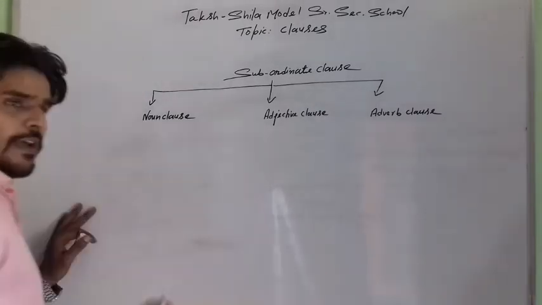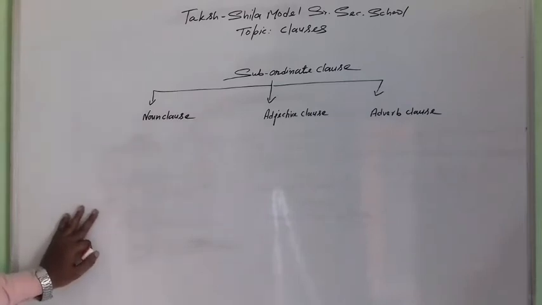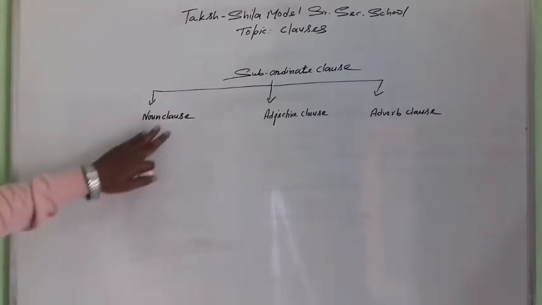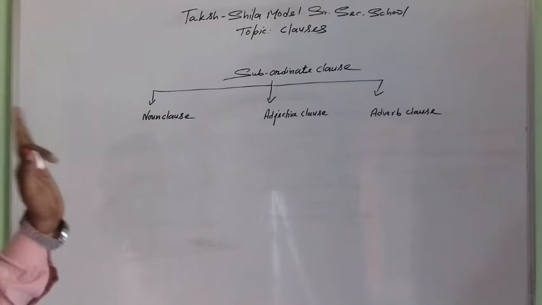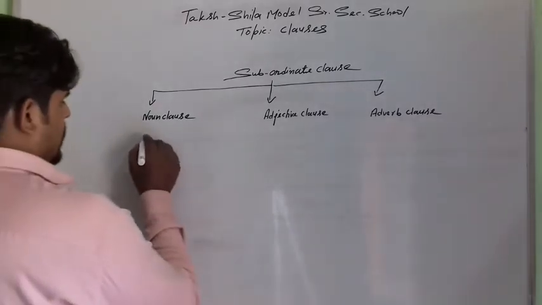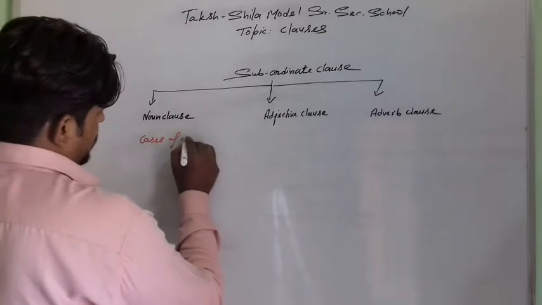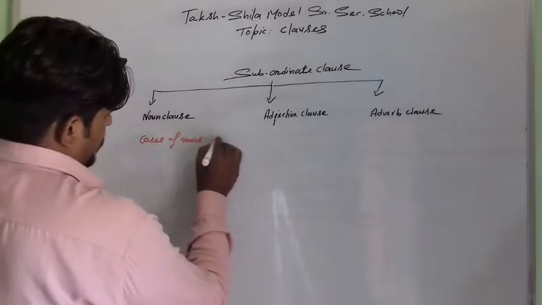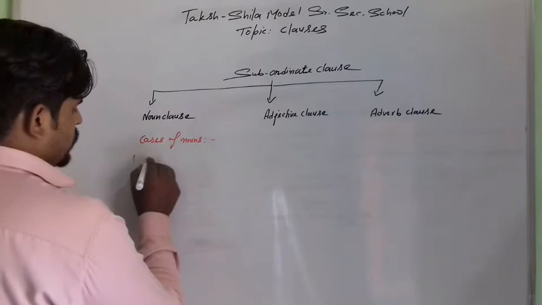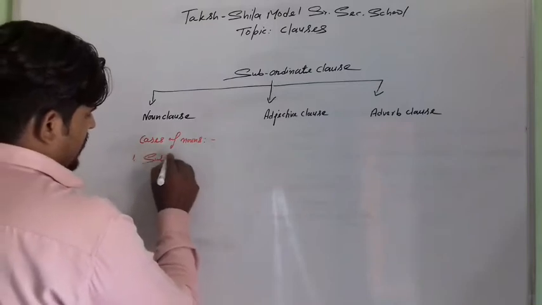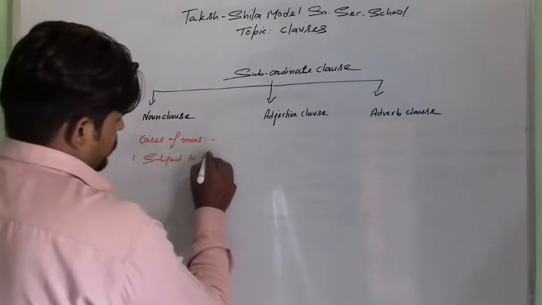So एक noun क्या क्या function करता है या फिर सबसे पहले हमें noun के cases को समझना होगा if we want to understand noun clause. So noun के cases क्या क्या होते हैं. Let us see cases of nouns. सबसे पहला noun जो use होता है noun subject to the verb use होता है.